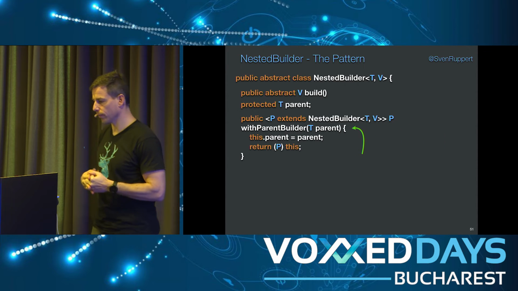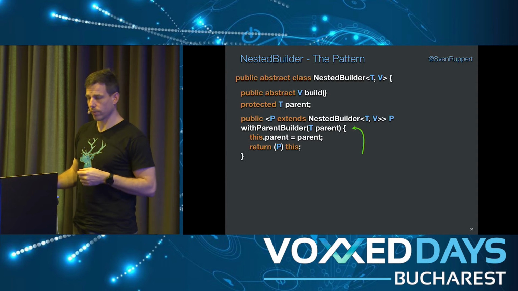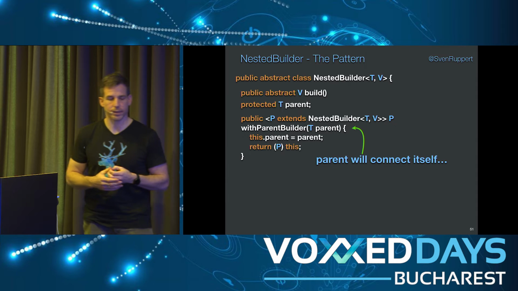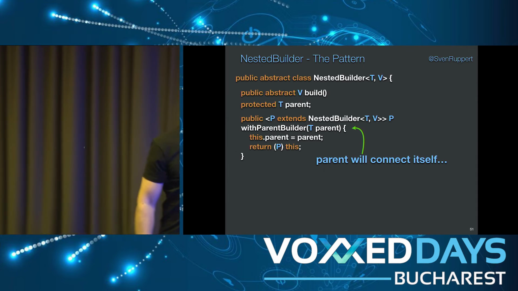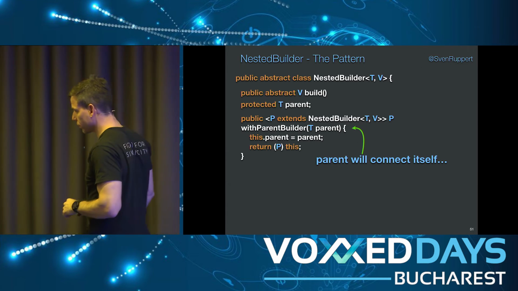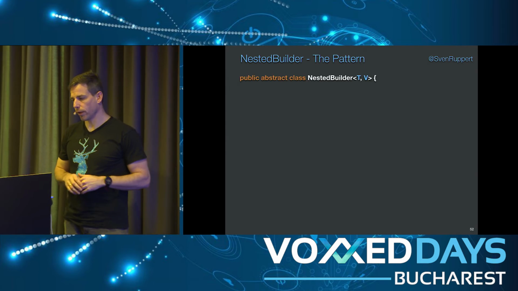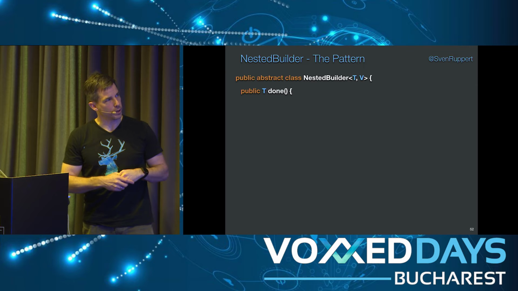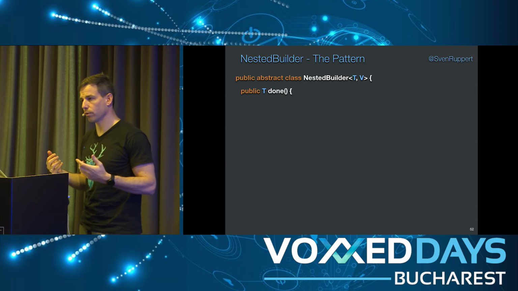The next thing is that you need reference between both. There's one way that makes it a little bit more convenient if you decide the parent will connect itself to the child. Here, this with parent builder. Parent is coming and connecting. If I have this, the next thing would be how to deal. The nested builder will have a method to finalize the building process to switch back.